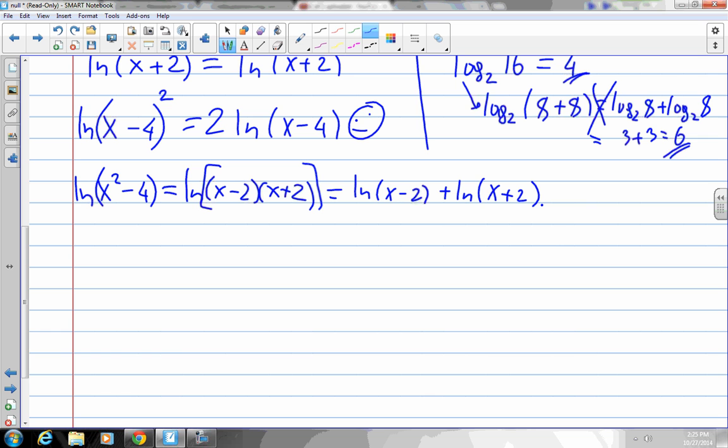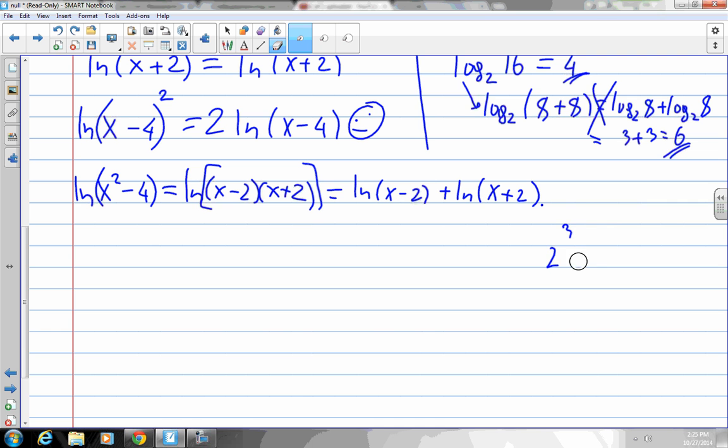This is just like saying 2 to the power 3 plus 2 to the power 4. There's no simplification that you can do, right? Those are not like terms or whatever.